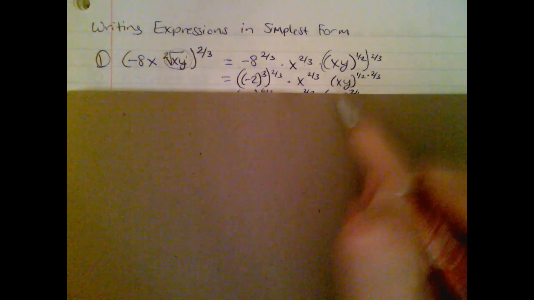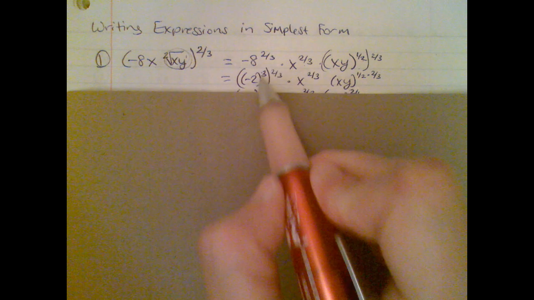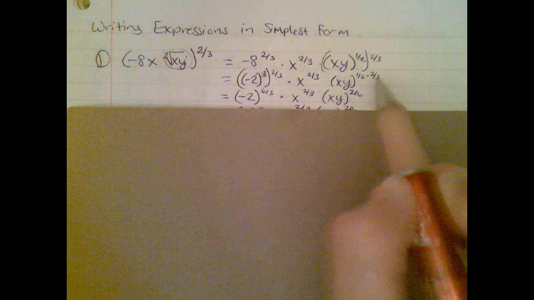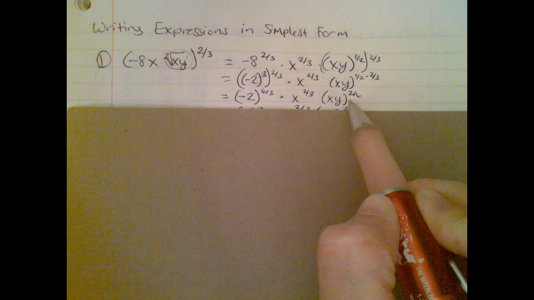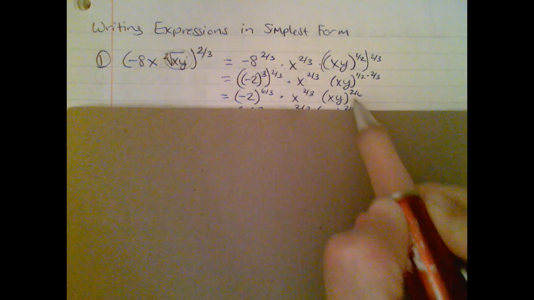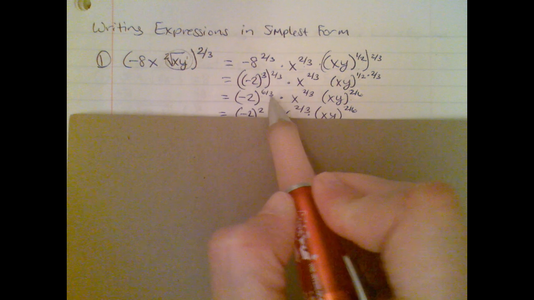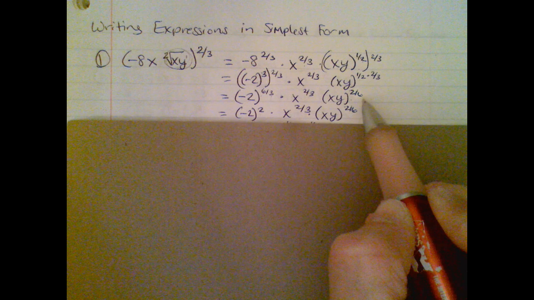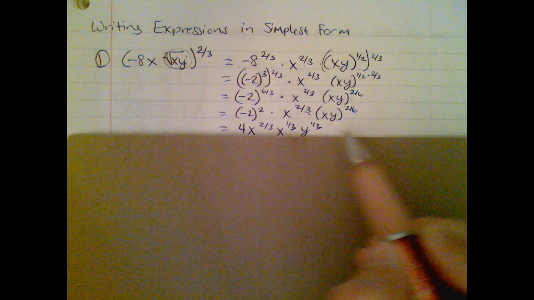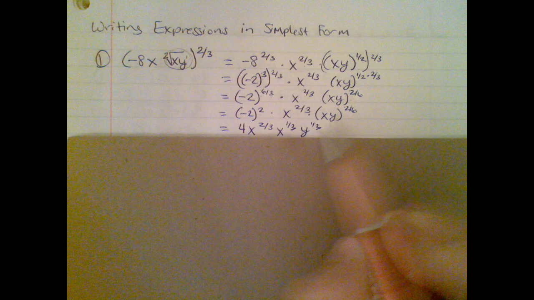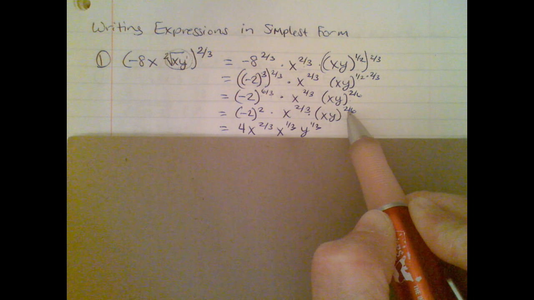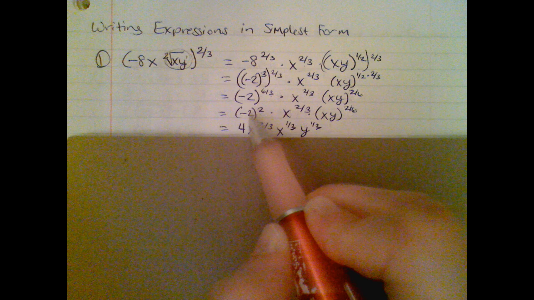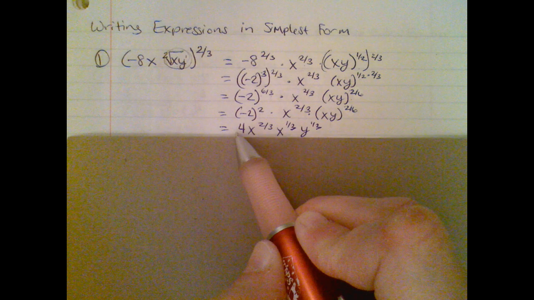And then over here, I have power to power, so I'm going to multiply those. Over here, I have power to power, so I'm going to multiply those. Then I'm going to start reducing these fractions. So 6 divided by 3 is just 2. 2 over 6, I can reduce that to 1/3. Notice these are both to the 1/3 power, so I'm going to split that. X is to the 1/3 power, y is to the 1/3 power. Negative 2 to the second power is just 4.